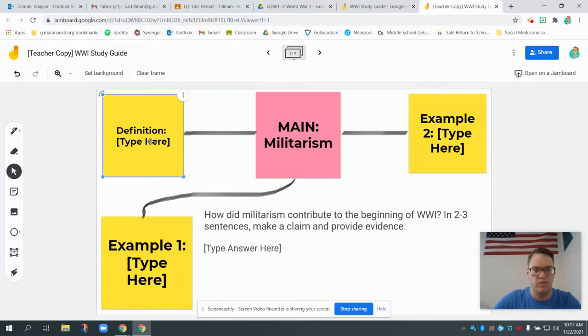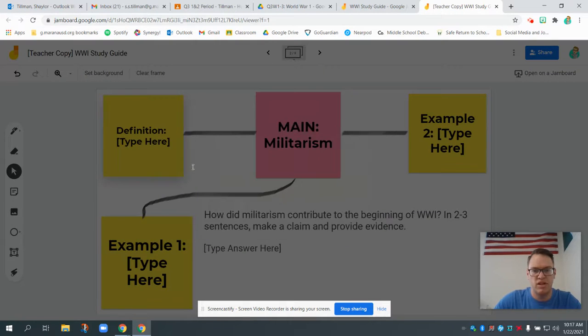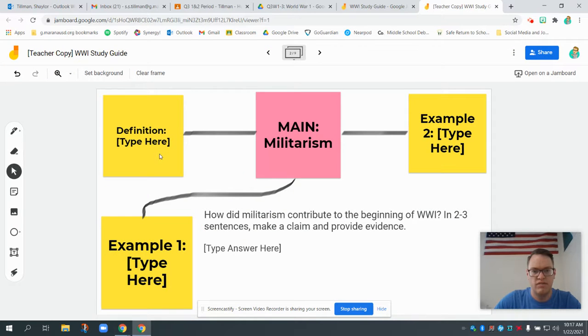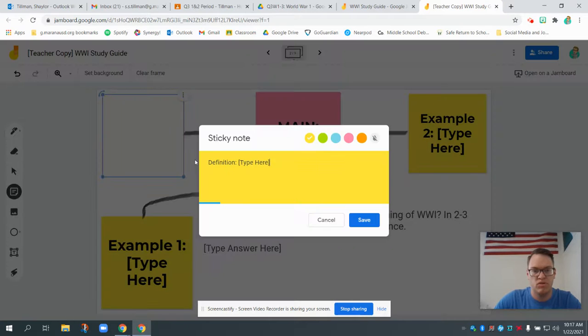So, for example, if we want to do a definition of militarism, I highly recommend that you start here. Obviously, you're going to delete the type here. Bam, deleted. And militarism, in my words, these are not your words, so don't copy this exactly, but you should have the general idea. We also did this in your interactive notebook, so you should have definitions, or at least the start of a definition in your interactive notebook already.